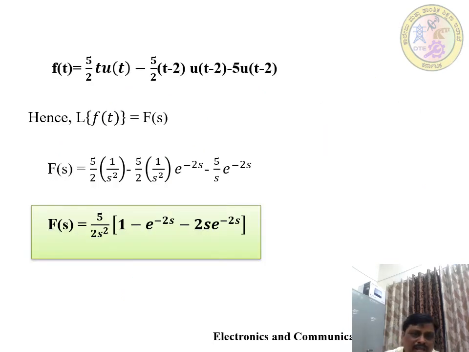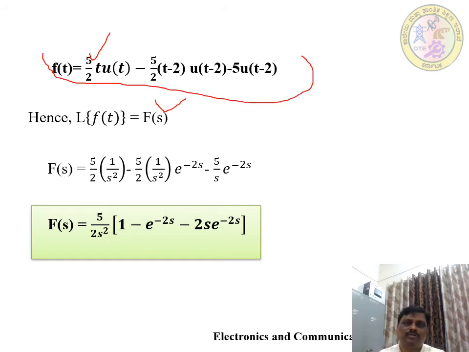Therefore, f of t finally becomes f of t is equal to 5 by 2 into t into u of t minus 5 by 2 t minus 2 into u of t minus 2 minus 5 of u of t minus 2. Therefore, LT of f of t is equal to f of s. That means whatever function was given, now we have written in terms of an equation. What is that equation?